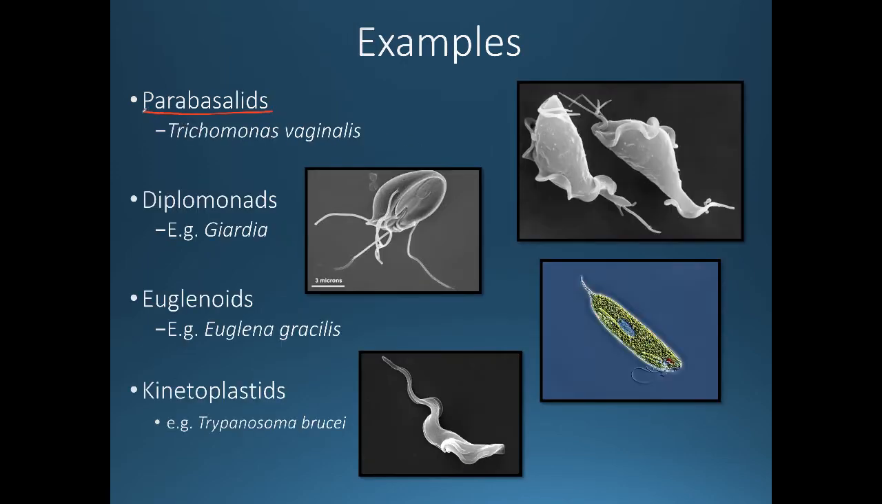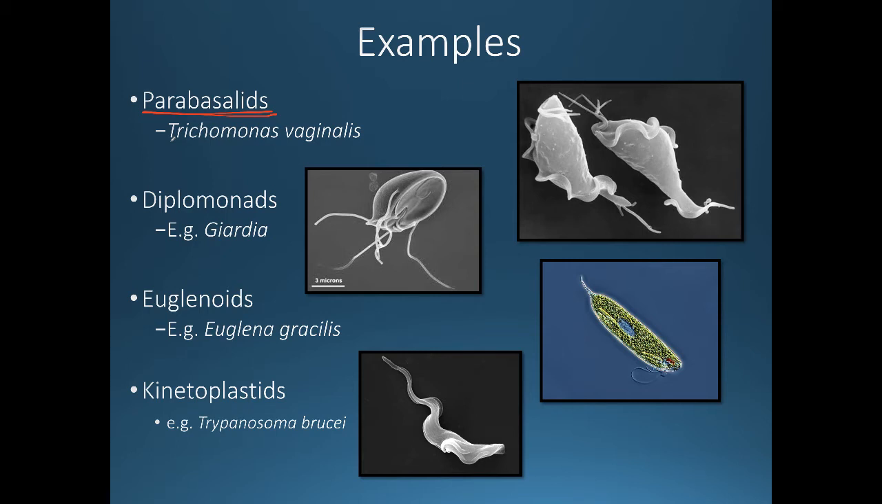So here are some examples. In the group of parabasalids, there are several examples, but they usually form some kind of symbiotic relationship with their host. As is the case with this example, the Trichomonas vaginalis. This turns out to be a very common sexually transmitted infection. Despite its name, both men and women can have this STI.